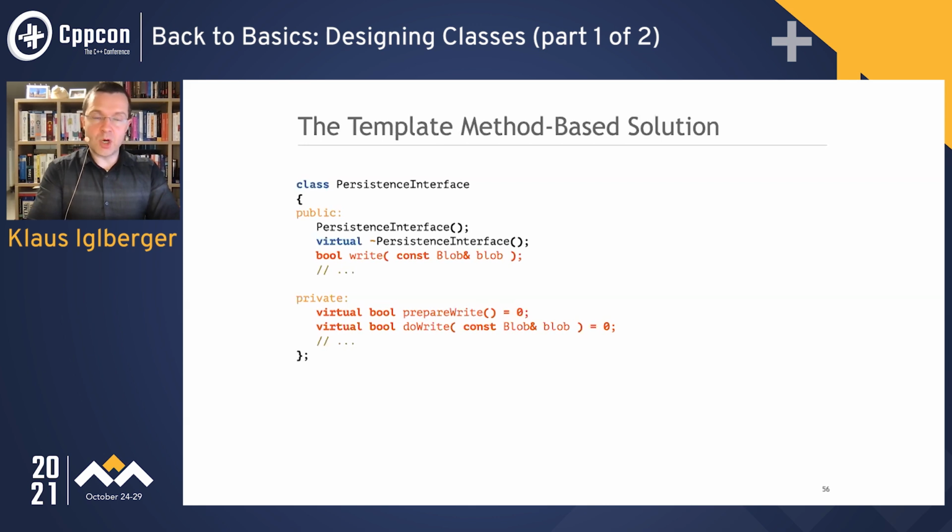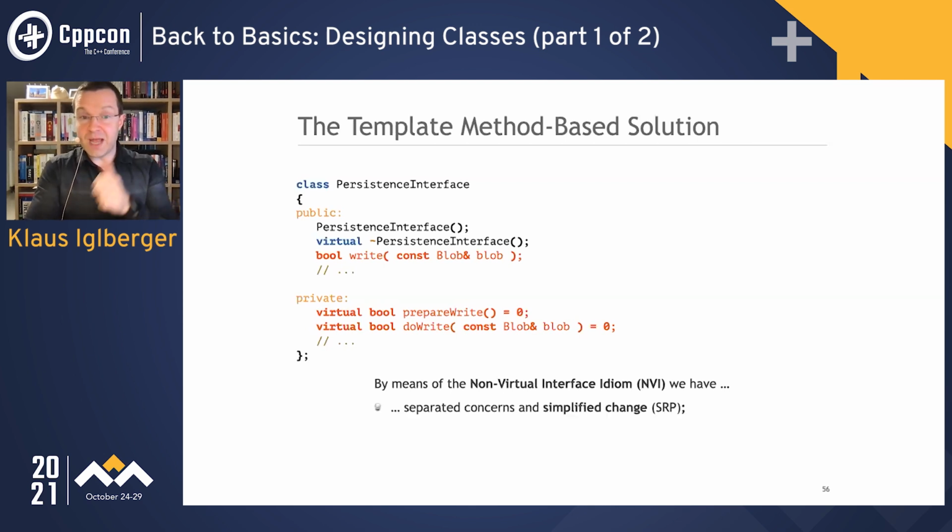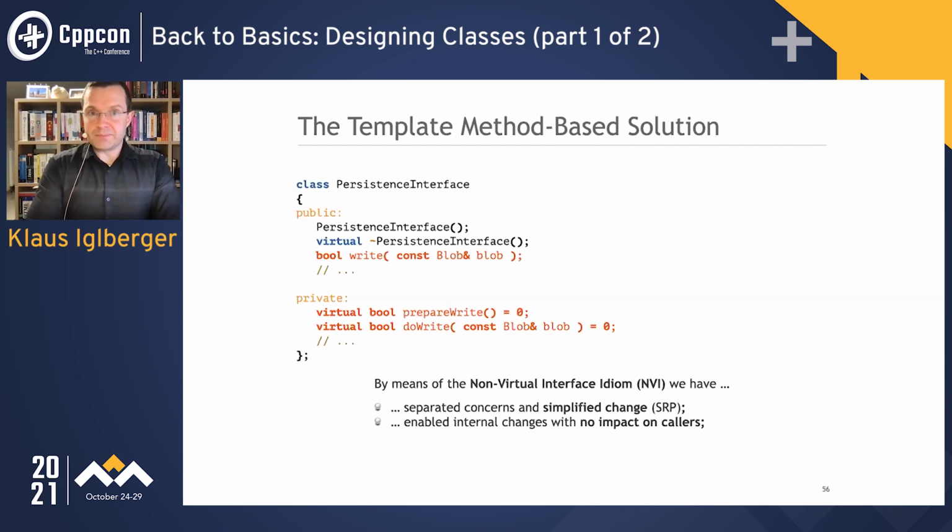So there is the opportunity to change code. There is the opportunity to do something. And so, again, by means of this non-virtual interface idiom, we have separated concerns and therefore simplified change, SRP again. We've enabled internal change that might not impact any caller. Perhaps that caller needs to recompile, okay, but still, the caller is happy because the caller doesn't have to change code. And we have potentially reduced duplication quite a lot. And we now know how we can keep duplication at a minimum.